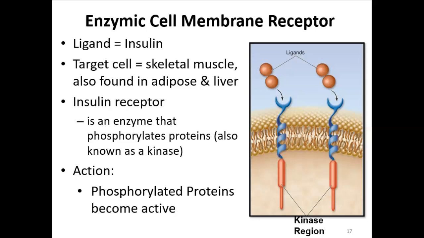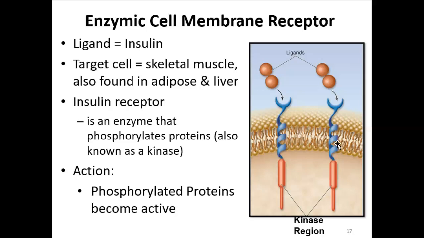The insulin receptor is what we're interested in. It's an enzyme, and it's shown as two different molecules because it occurs this way in your cells. It's considered what's known as a dimer, but you don't have to remember that. So the insulin receptor is an enzyme. This enzyme is also known as a kinase because what it does is it phosphorylates proteins.